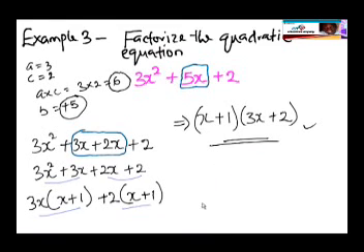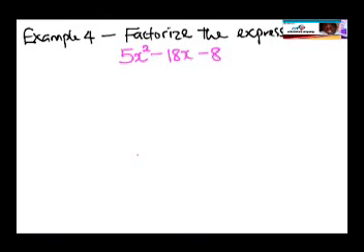This is what you do when you do your factorization. Let's see, there's another question here. It says the expression 5x squared minus 18x minus 8. Quickly, I'll identify my a here is 5, my c here is minus 8, then a times c is 5 times minus 8, and that will be equal to minus 40. Then my b here is minus 18.